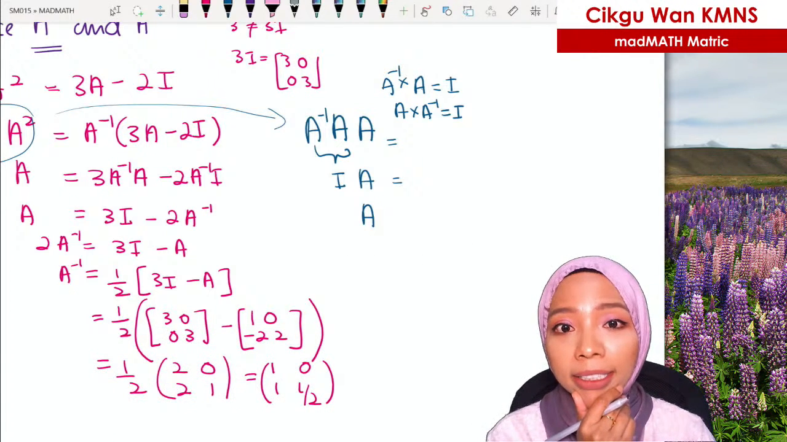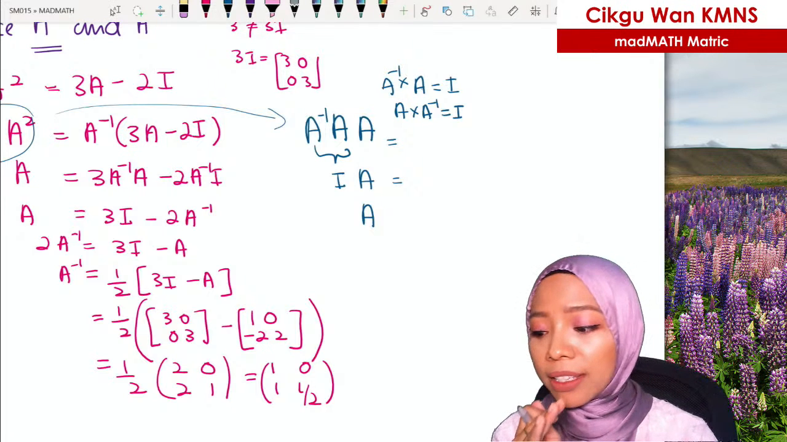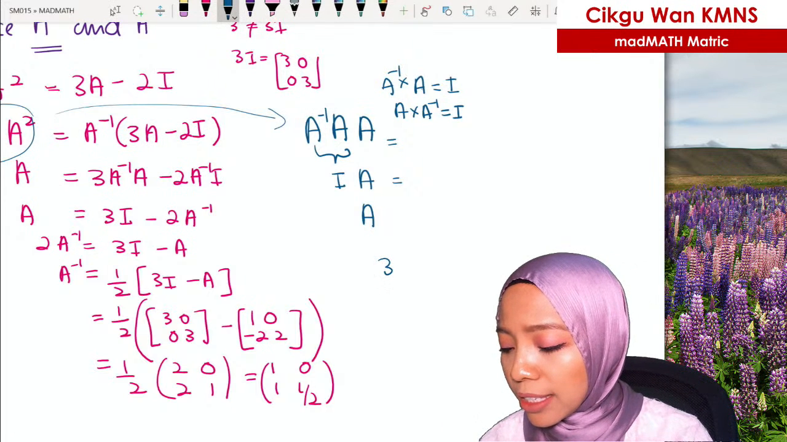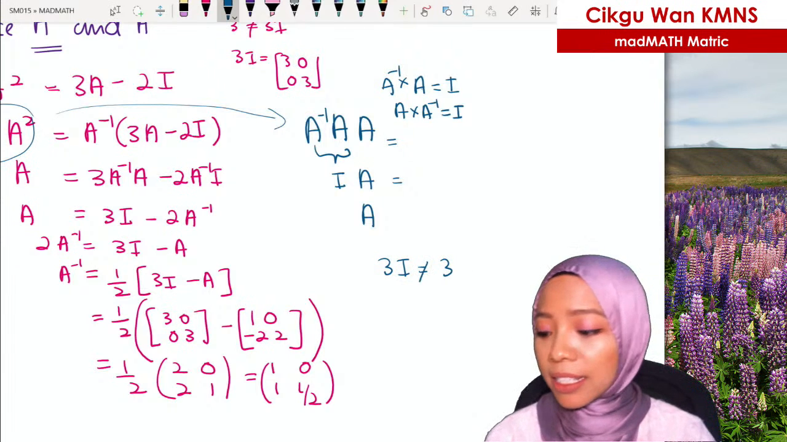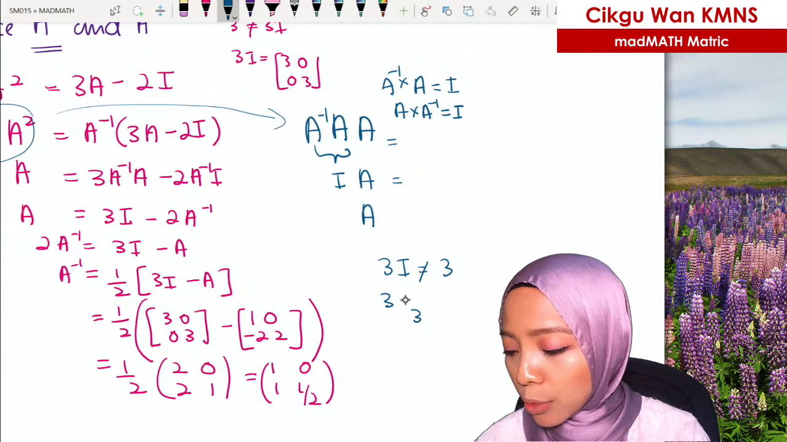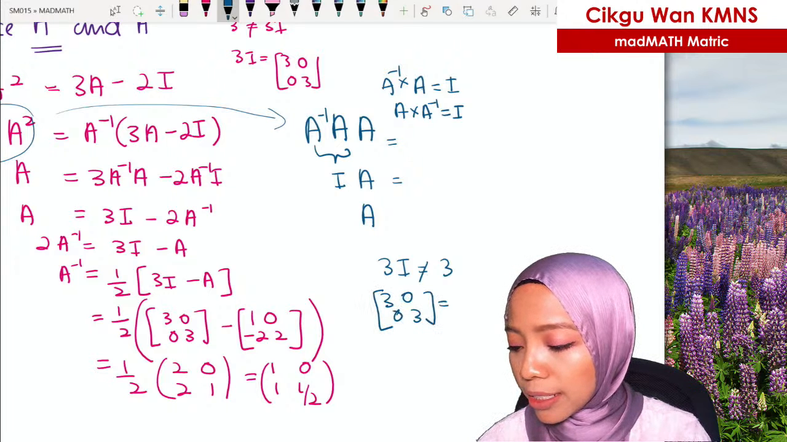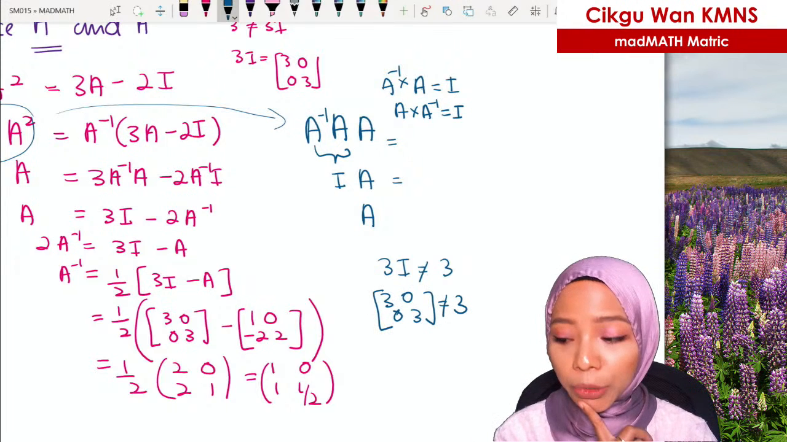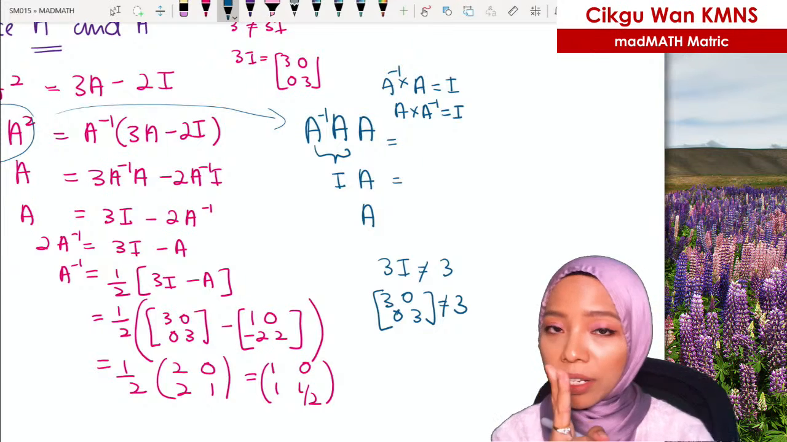Boleh. Tetapi kalau dia constant, saya cakap tadi, kalau dia constant 3i, dia tak boleh buat 3. Dia tak sama. Sebab 3i ini adalah 3, 0, 0. Dia tak sama dengan 3. Boleh? Itu things to note yang kedua.